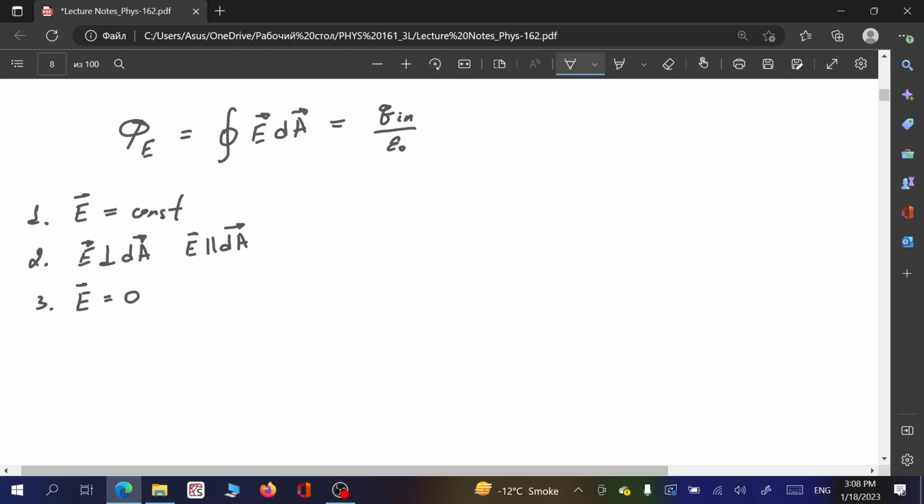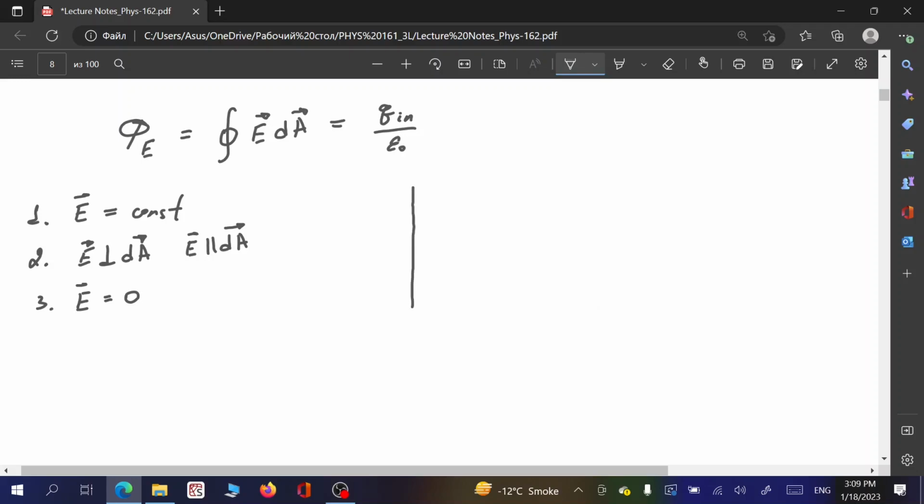So let us consider several examples of how we can apply Gauss's law in order to determine the electric field vector created by a continuum of electric charges. So let's do the first one. Consider some linear distribution of electric charge along a wire.